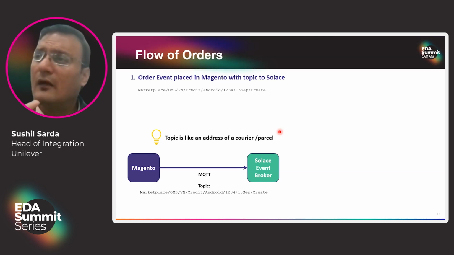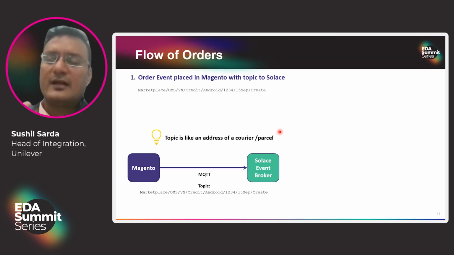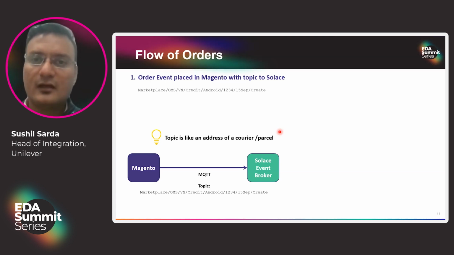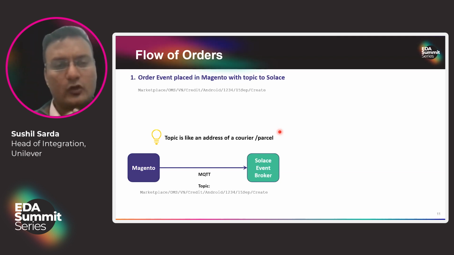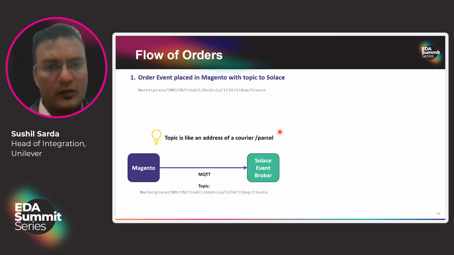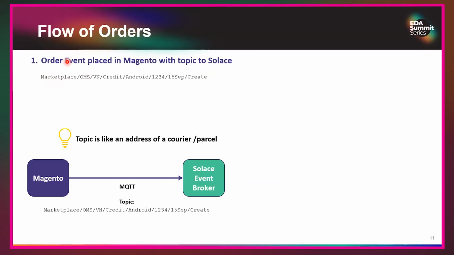A topic typically will have multiple strings attached to it. It is in fact a science there. We call it a topic taxonomy. So you have to be careful when you define the topic taxonomy. In this example, you can see the topic which we're using for the orders. So this order is, let's say, coming from the marketplace. So the first string says that. Second, it is about the order process, so we just use OMS. Third, in our case, is an abbreviation for country. VN in this case is Vietnam. Then it is a credit order.